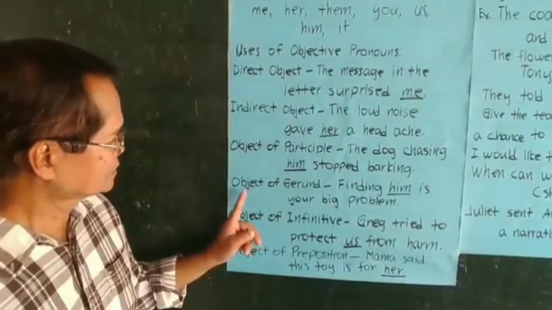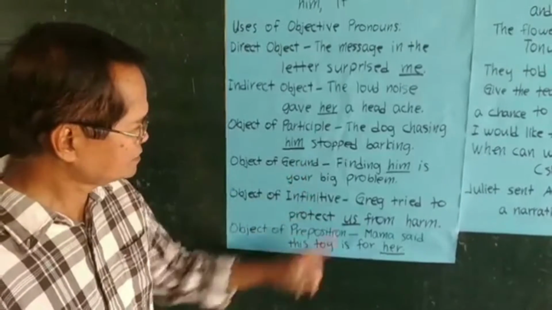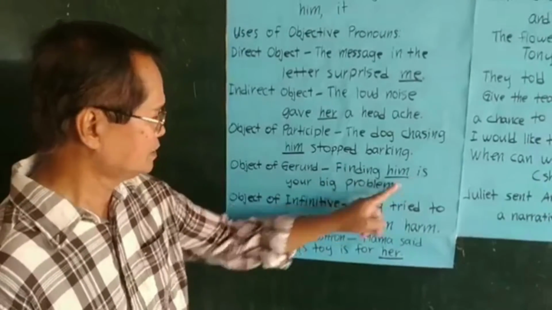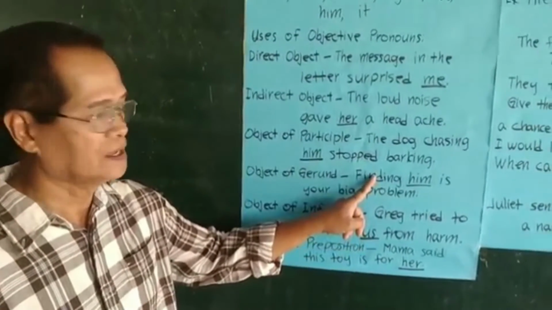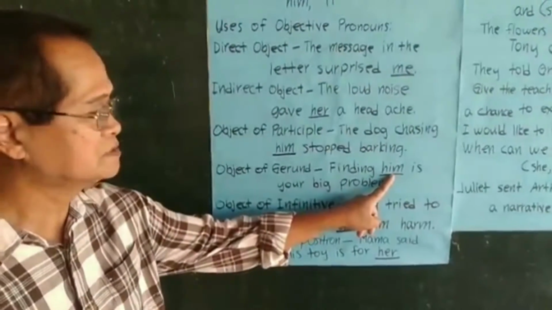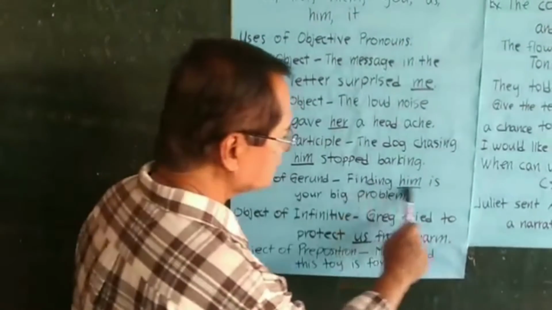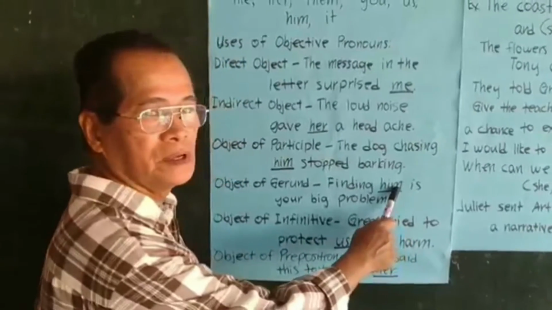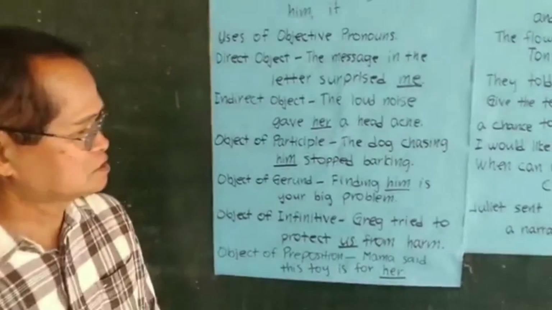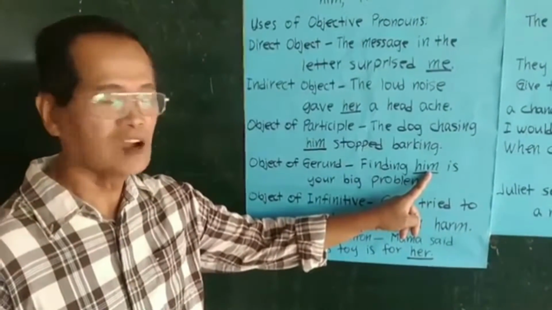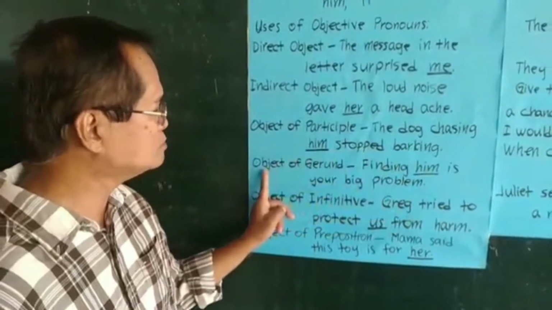Next, object of gerund. Here, in the sentence, finding him is your big problem. Our gerund is finding, and him is the object of the gerund finding. Our subject here is the phrase finding him, and finding him is our gerund phrase. So here, him is the object of the gerund finding, and him is functioning as object of the gerund.